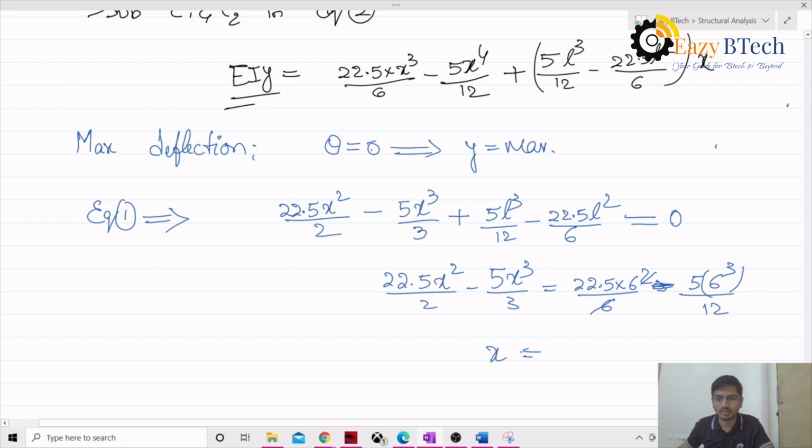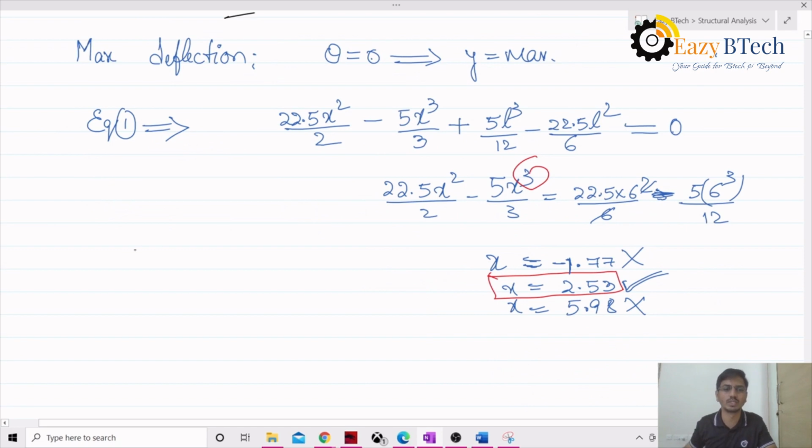after simplifying, we'll get the x value, that is, we'll get three values here. One is 1.77 minus, next is 2.53, next one is 5.9. So we need to judge which value is correct. Obviously the negative value is wrong, and 5.98 is nothing but equal to 6, where at that point deflection is 0. This is also wrong. This will be the case where we'll get the maximum deflection. So we'll take this value. Since this is a cubic equation, we'll get three values, and among the three values we need to judge which one it is.